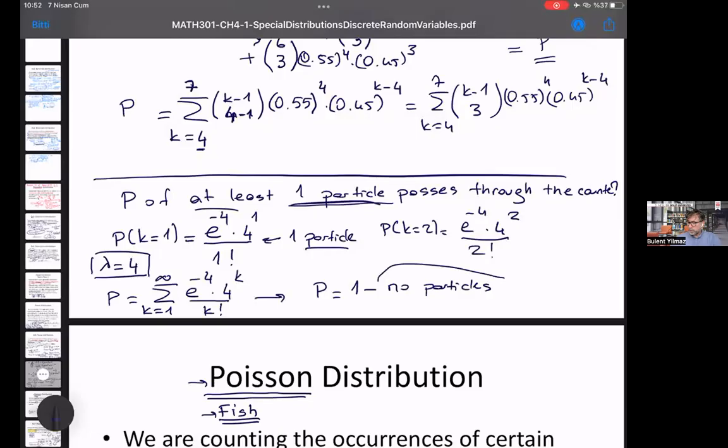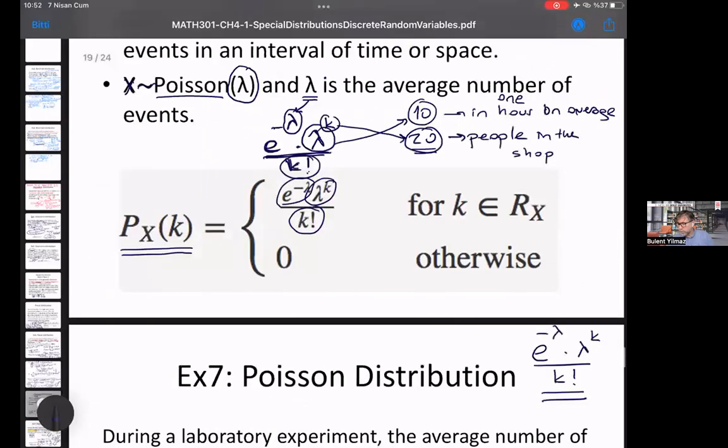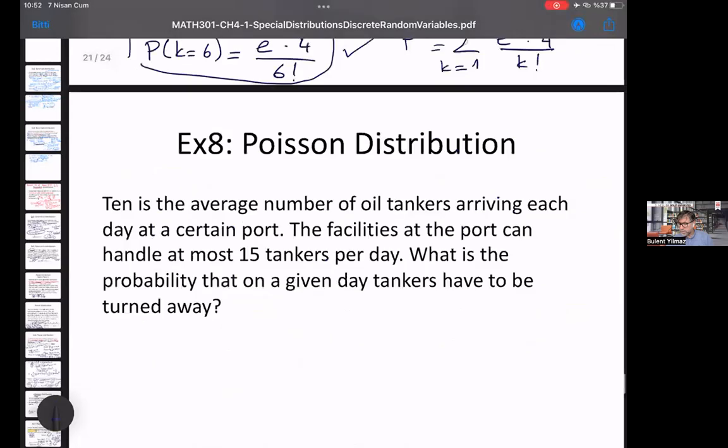What is the probability of obtaining no particles? Here I'm going to put e to the power minus 4 times 4 to the power 0, divided by 0 factorial. No particles, k is equal to 0. Is that clear right now, guys? Clear, hocam. Thanks. Okay. So let's move on to the next question.